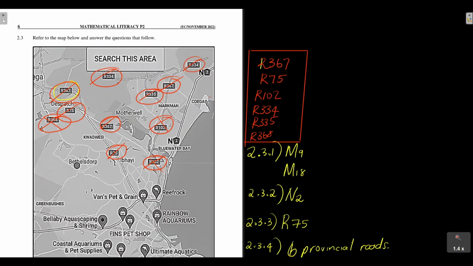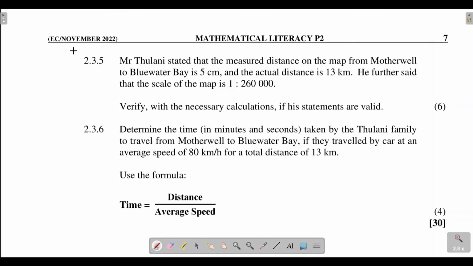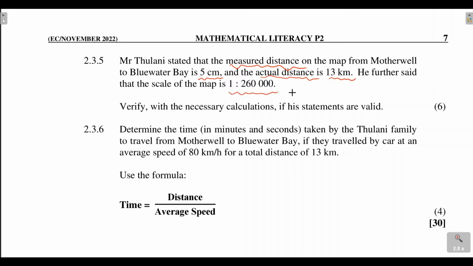Let's have a look at the next question here. All right, it says that Mr. Tulani stated that the measured distance on the map from Motherwell to Blue Water Bay is 5 centimeters and the actual distance. So we're told that the measured distance is 5 centimeters and we're told that the actual distance is 13 kilometers. He further said that the scale of the map is 1 is to 260,000. Now we need to verify with the necessary calculations if his statement is correct.